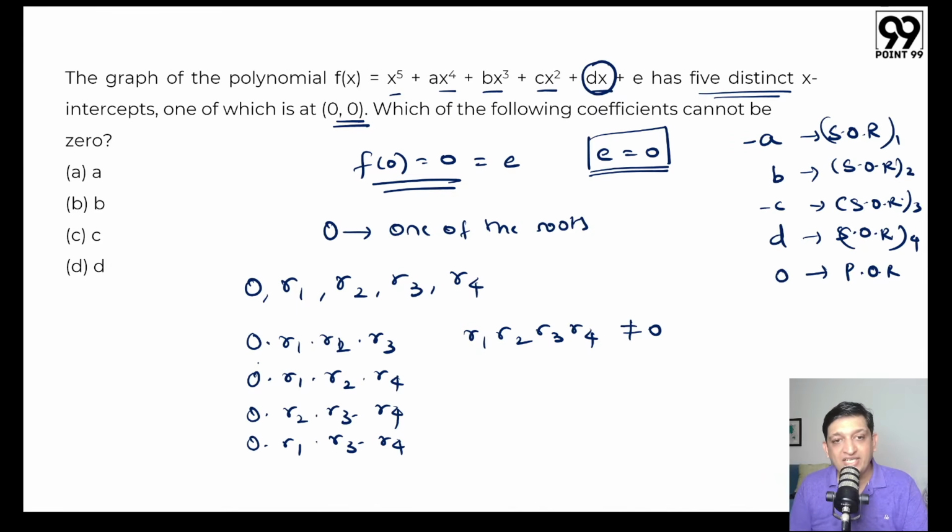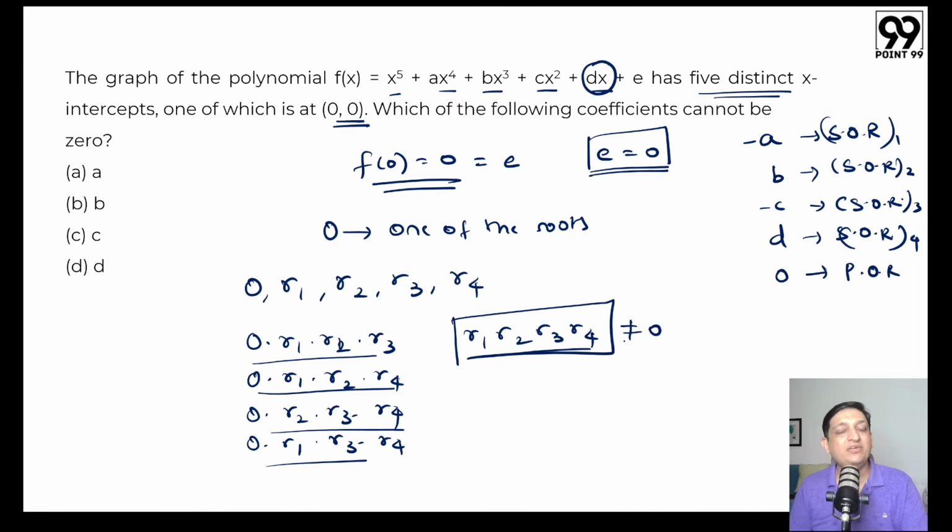But we will know that if we take 4 roots at a time and we try to make this particular bit equal to 0, it's not going to be possible because I will have one term that cannot be equal to 0. Because it will mean that R1, R2, R3, R4, at least one of them is equal to 0, but there are 5 distinct roots. So I will definitely have a term that will make sure that this part is definitely not equal to 0. So D is the coefficient that cannot be equal to 0.